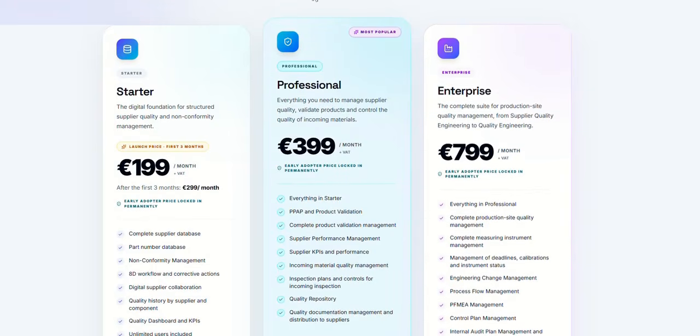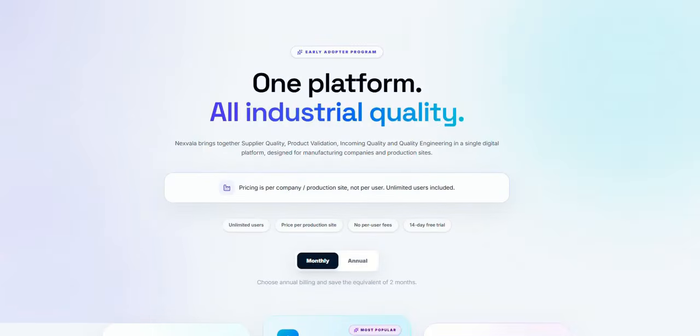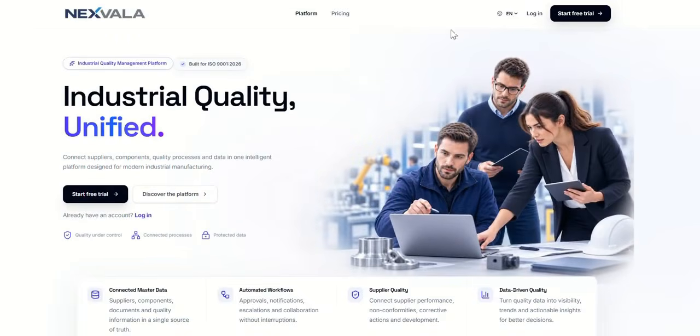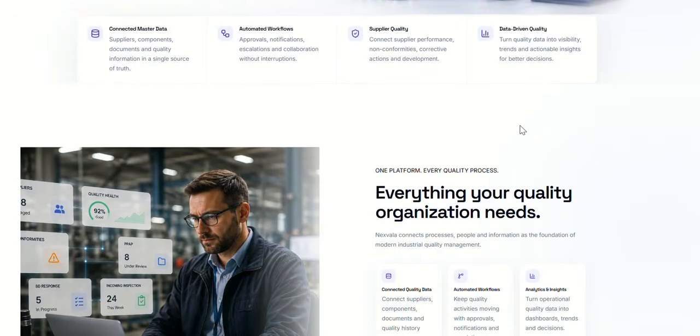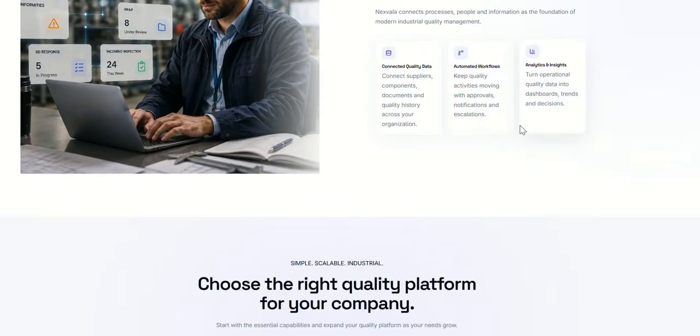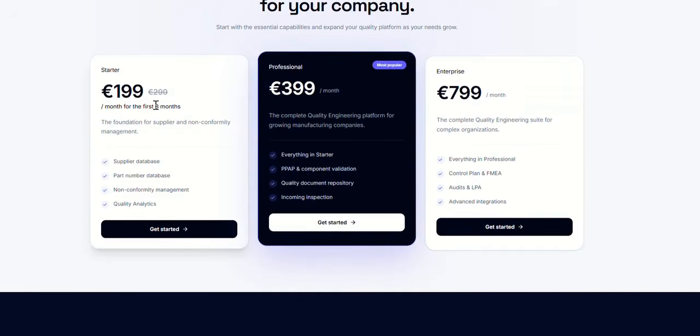Now, I would do one thing. I would go directly to see the process in general. So let's go and do a registration from scratch for a new user. Let's start with a free trial because we have the possibility of having a 15-day free trial where we will have access to all the features of the starter plan, therefore supplier database, part number database, non-conformity management. This is to get, let's say, familiar with the platform.